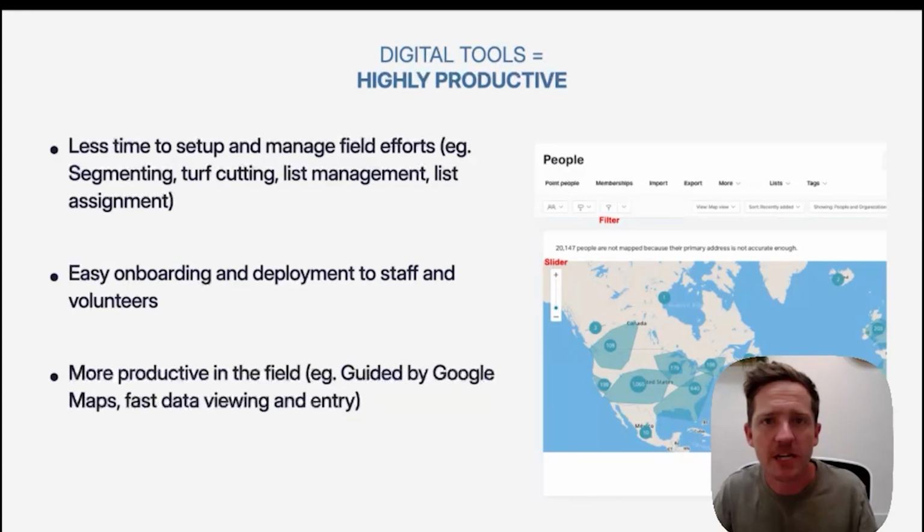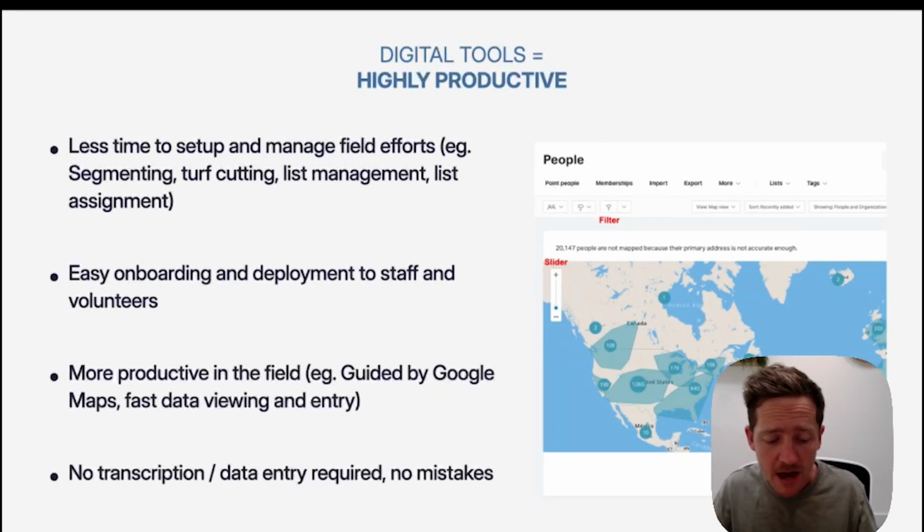And then once people are actually out in the field, they're more productive. For example, they're guided by Google Maps. They're viewing information about someone behind that door in a very intuitive, fast way. And then lastly, there's no transcription, no data entry, no opportunities for mistakes, things to get missed. It all feeds back into the NationBuilder system.